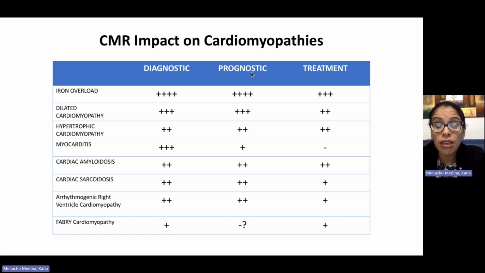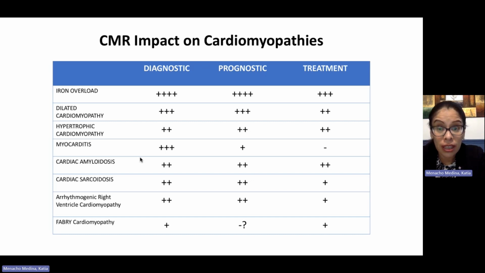The same is happening in other cardiomyopathies, and I want to highlight the role in cardiac amyloidosis because there is more evidence between 2022 and 2023 with clinical trials, not only for diagnosis, but also for the impact in treatment and guiding the therapy, and also in prognosis with the support of the extracellular volume. And this is important because it's going in the same direction as it went in the early 2000s with iron overload.